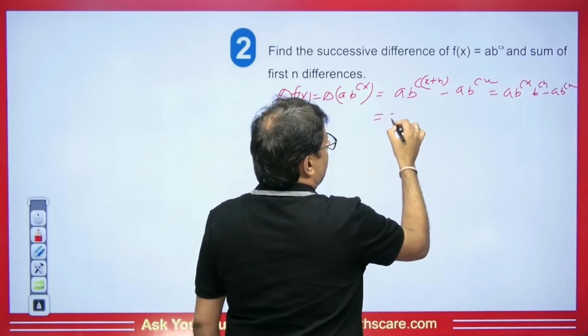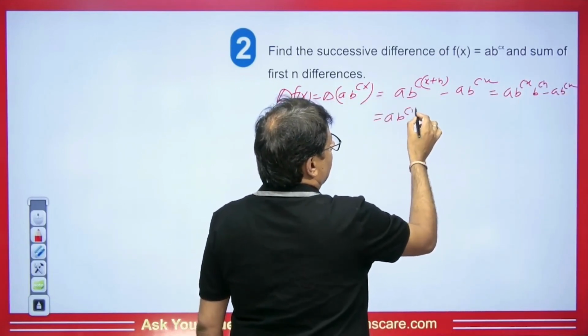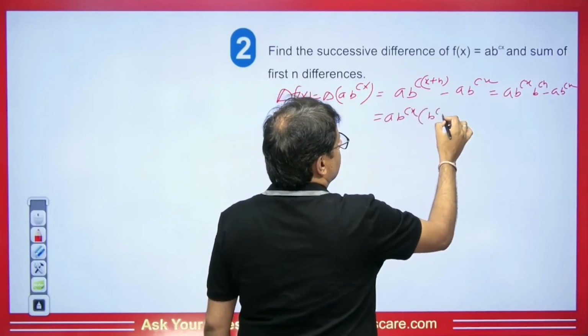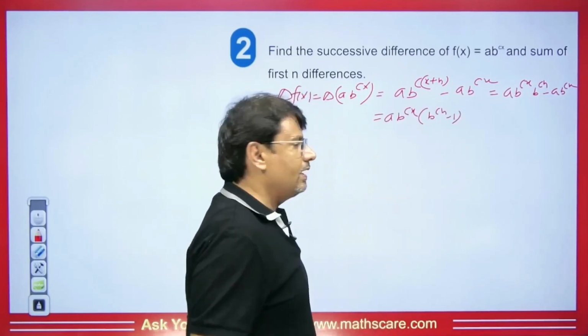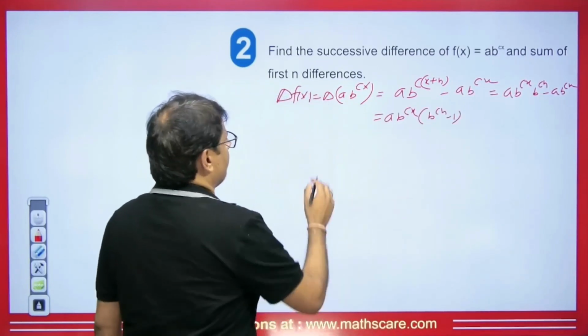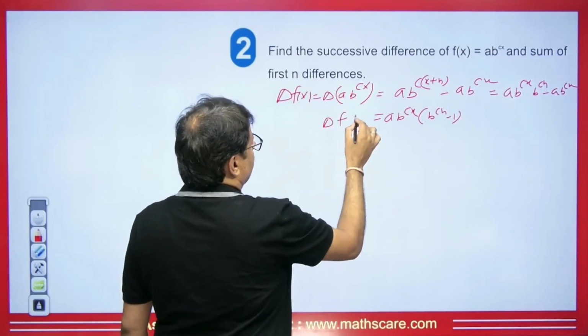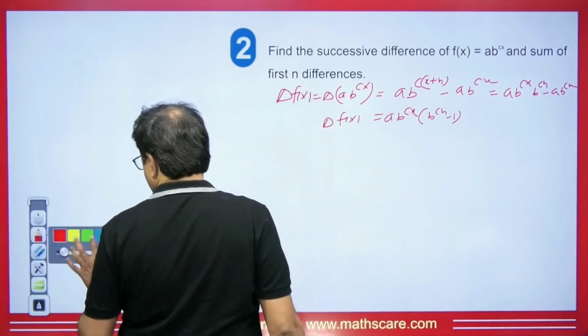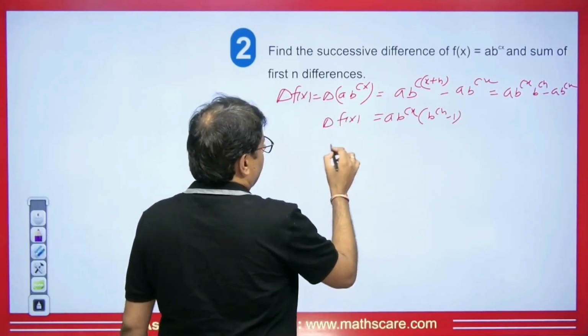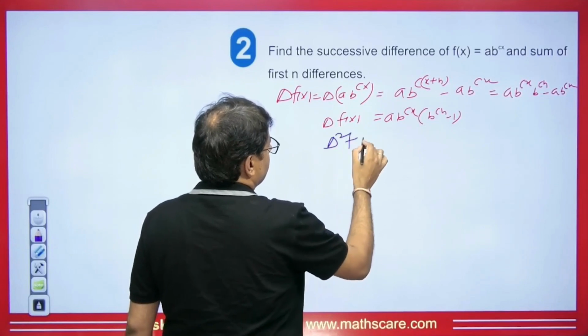So what do we do with this? I will take out the common factor a b^(cx). So we will get b^(ch) minus 1. Is it clear? This will be the value of del f(x). If I want to put del again, pay attention. If I put del again, then it will be del square f(x).